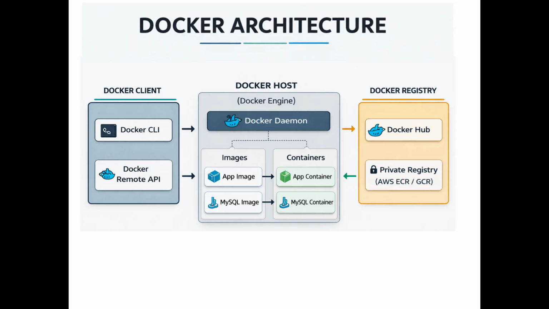So now that we understand the Docker architecture and its components, in the next lecture, we will install Docker on our local system, create our first Docker image, run a Docker container, and push that image to Docker Hub.